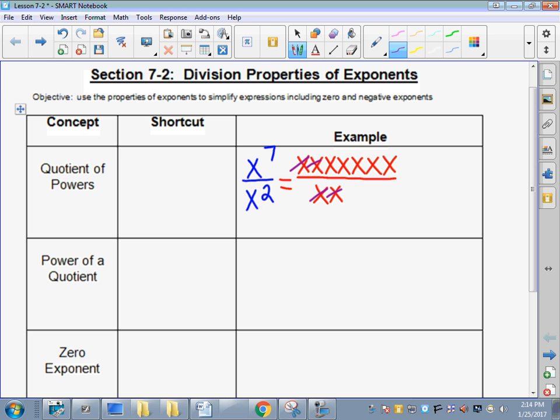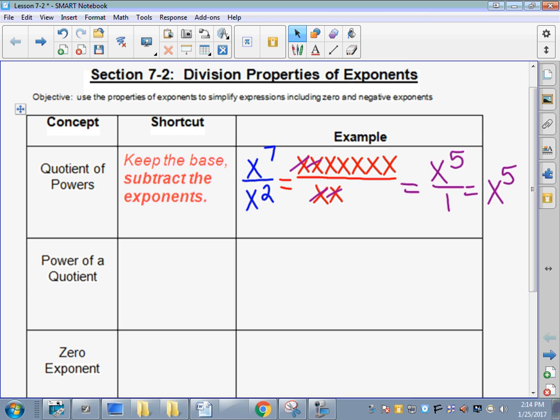So how many x's do I have left? And are they in the numerator or the denominator of that fraction? I've got, it looks like, x to the fifth power. I could write over 1 because there isn't anything left, and 1 is a placeholder in a fraction. Or I would just write x to the fifth. But we do recognize there's a fraction, just like when we're doing a slope. If our slope was 3, we knew it was 3 over 1. Our shortcut for this is keep the base of x in this case, subtract those exponents. A 7 minus 2 gave us a 5 for our new exponent for our answer.